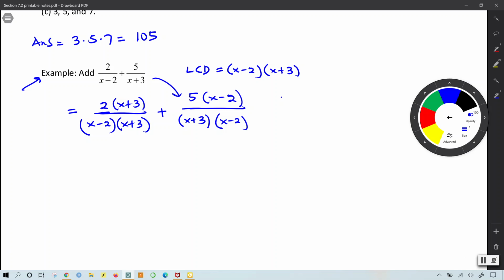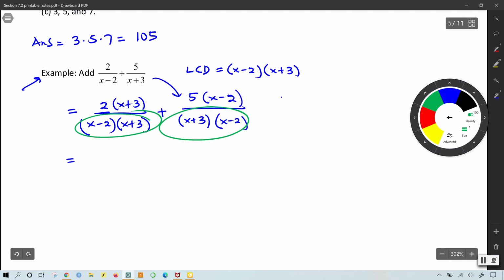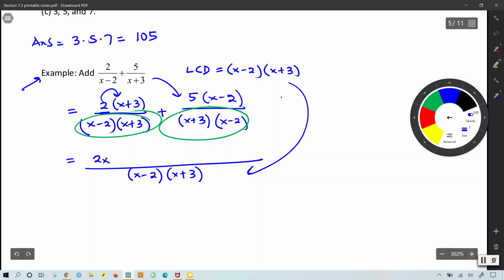And then, with that said, now that both denominators are exactly the same, on the next line, we can write our LCD, which is x minus 2 times x plus 3. And so on the top, we're going to have 2 times x, 2x, and 2 times 3, which is 6, plus 5 times x is positive 5x, plus 5 times negative 2 is negative 10.